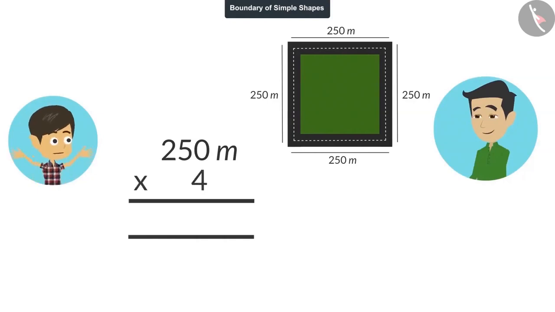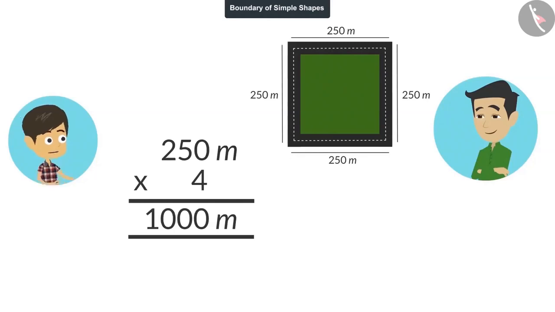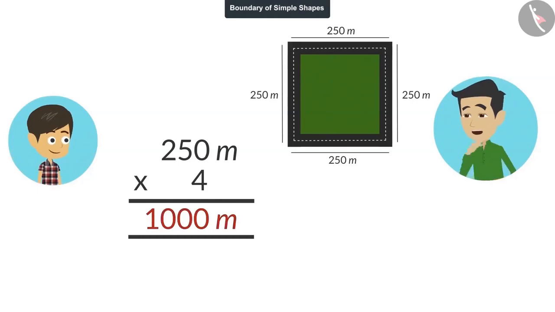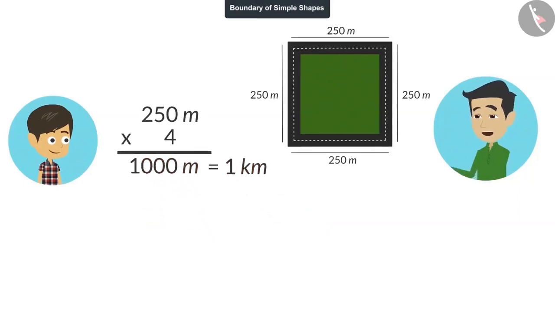Now we can find the length of this boundary by multiplying the length of an edge by 4. So tell me, what is the length of the boundary? 250 multiplied by 4 will be 1000. That means the length of this boundary is 1000 meters. And how many kilometers is 1000 meters? 1 kilometer. All right. Now tell me, how many rounds do I have to take of this boundary to complete 3 kilometers? For a 3 kilometer walk, you have to take 3 rounds of this boundary.